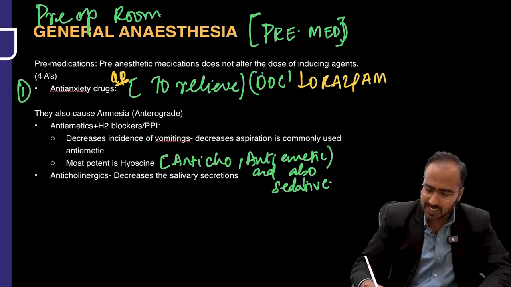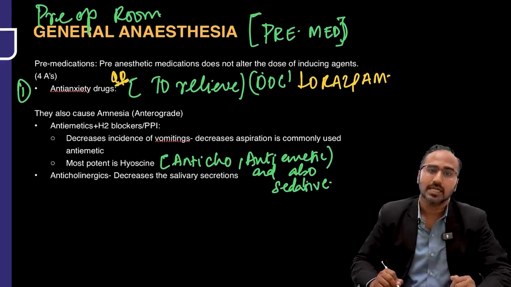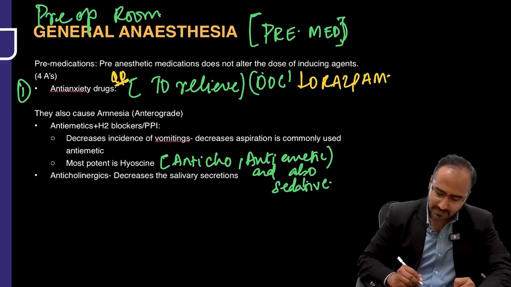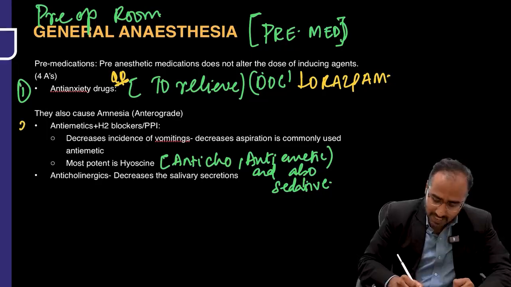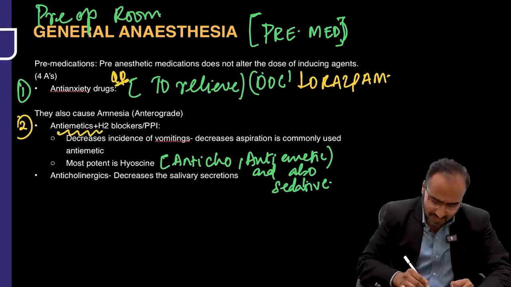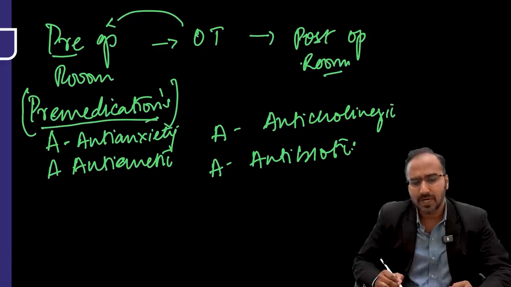Lorazepam is the anti-anxiety drug of choice. It is basically the anti-anxiety choice that would be given as a pre-medication. So that was relieving the anxiety. Second A is anti-emetic. Now guys, why do you give anti-emetic as a pre-medication?